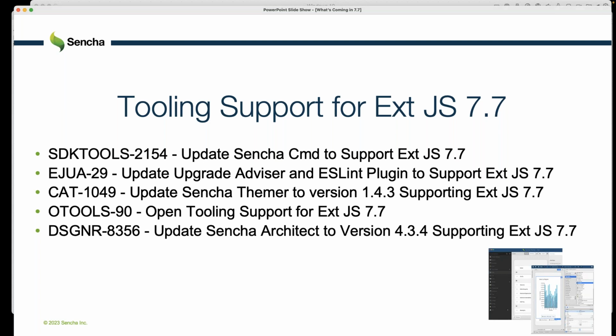Sencha Themer, which is our theming tool, has been upgraded to support the 7.7 environment. Open Tooling, or the XGen tool that takes advantage of NPM, now under the covers uses Sencha Command 7.7. And then Sencha Architect, our visual drag and drop tool, will now support the Ext JS 7.7 environment. So across the board, we have built and enhanced our tooling to support the Ext JS 7.7 environment.